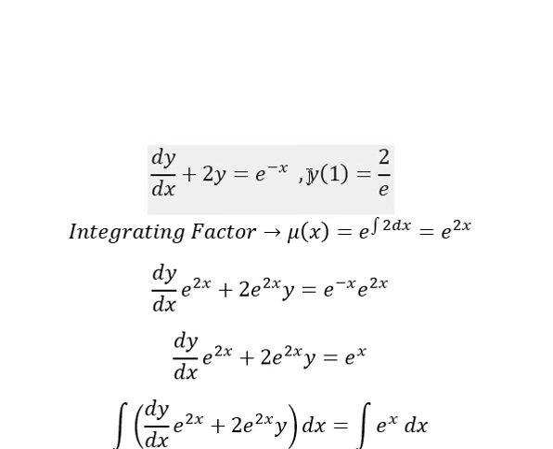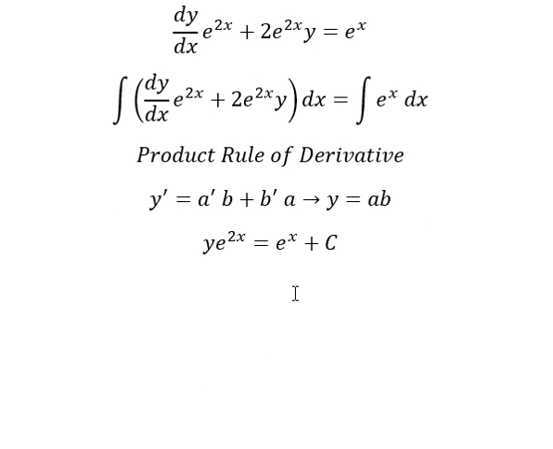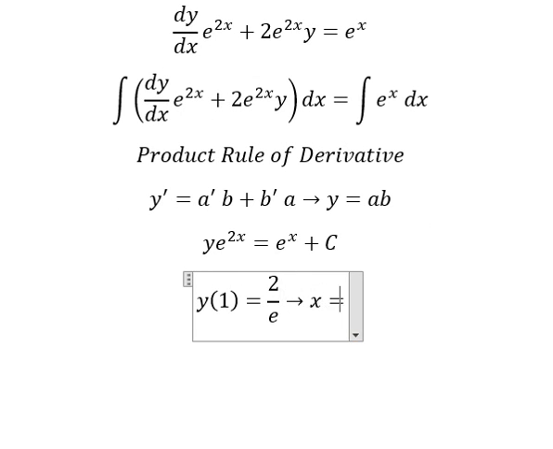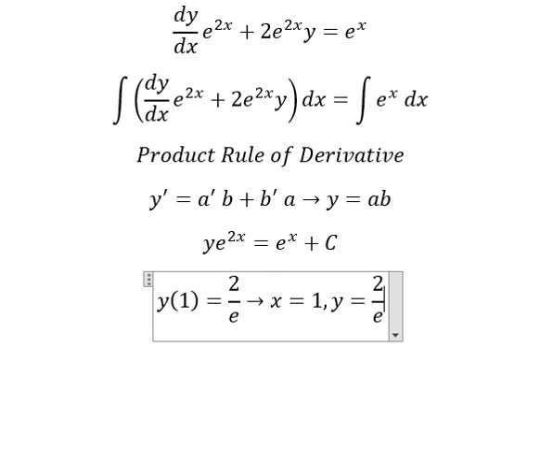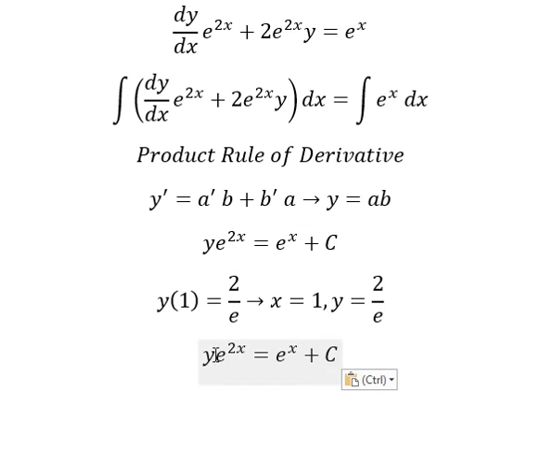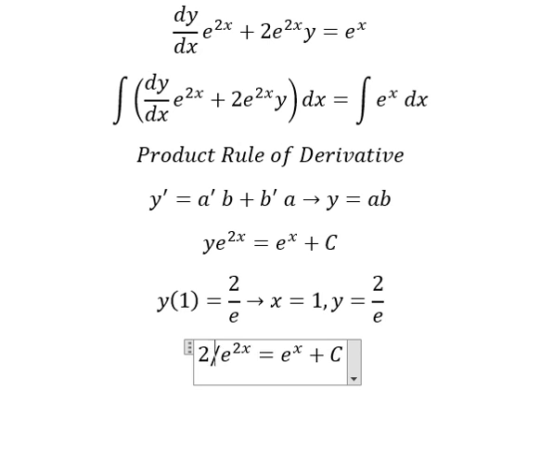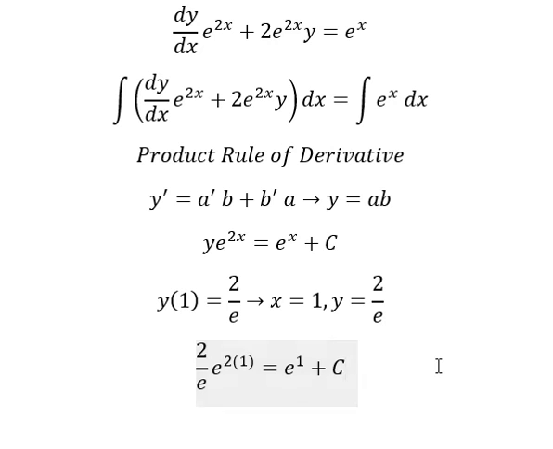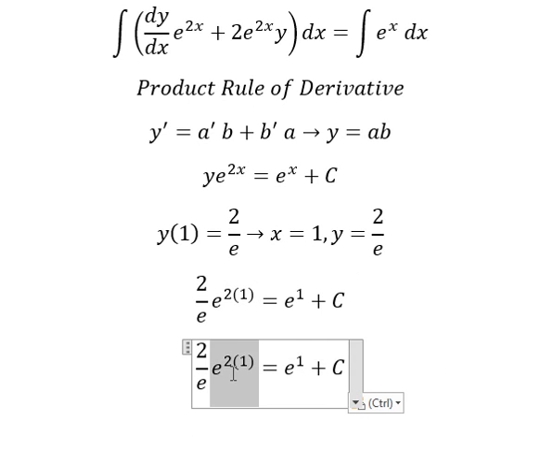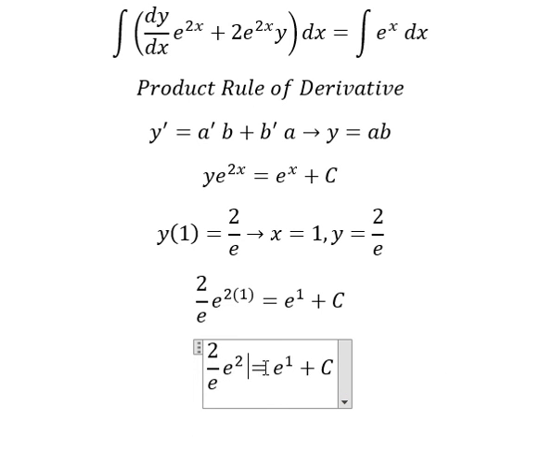Now we have the condition. So when x equals number 1, y equals number 2 over e. So we put y and x to find the value of c. This one we have e to the power of number 2.